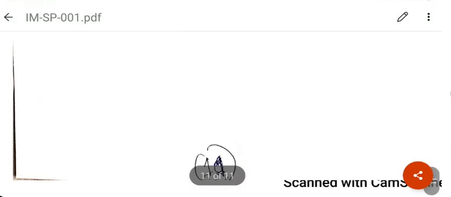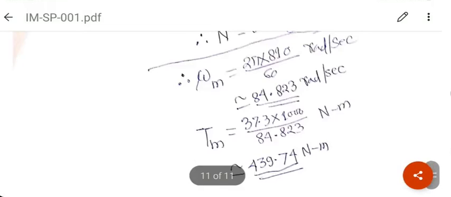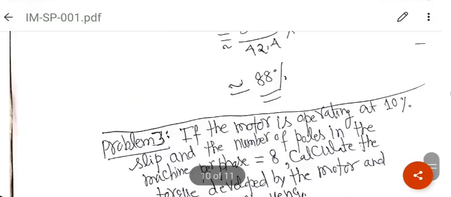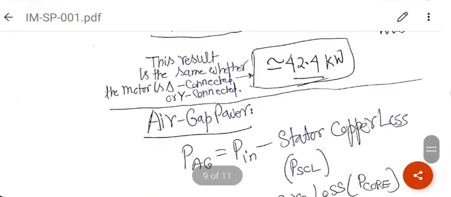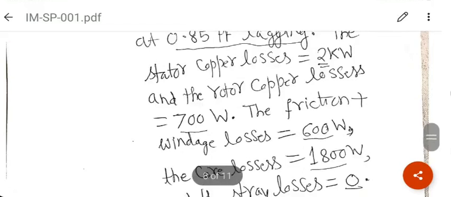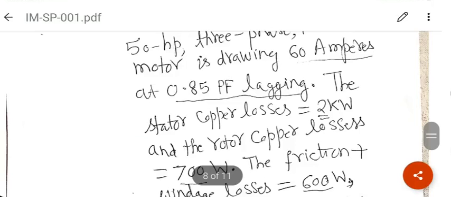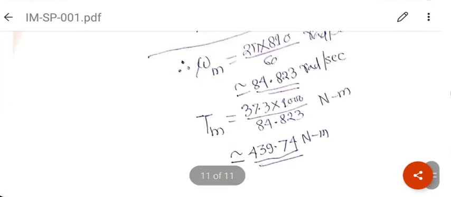It's not even done here. Okay, actually it's done here. No, it's not done, but it's very easy to figure out. Stator frequency is 60 hertz, I think. Let me check. Yeah, it's 60 hertz. So 60 hertz multiplied by 0.1. Slip is 10%, which is 0.1. So rotor frequency will be 6 hertz. It's not given here, but it's easy to figure out.